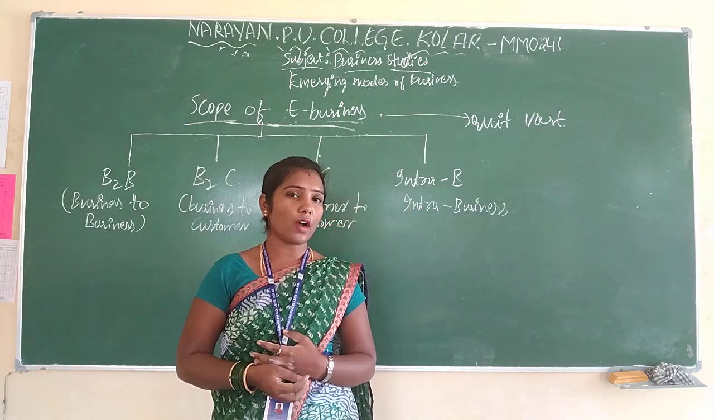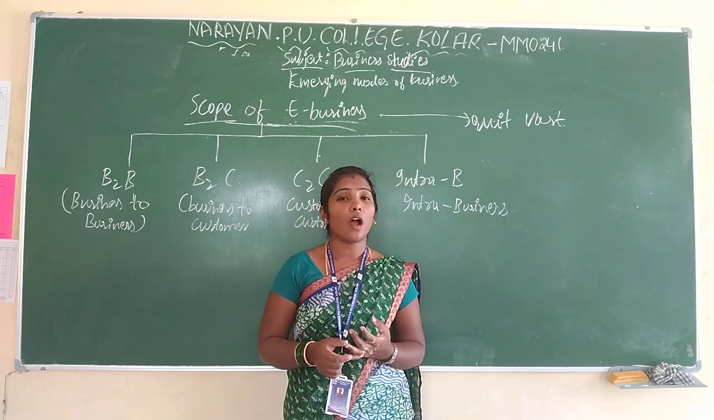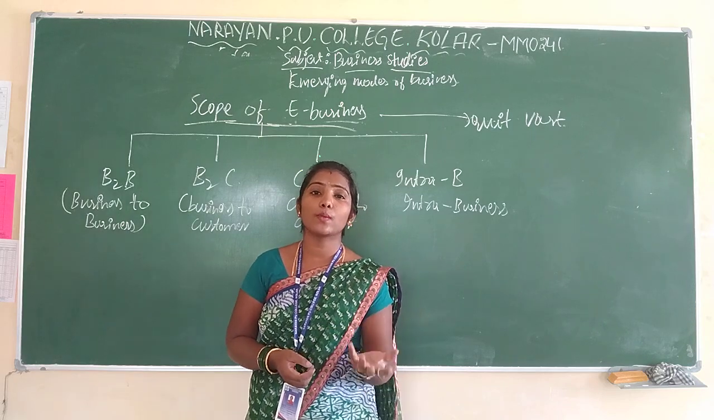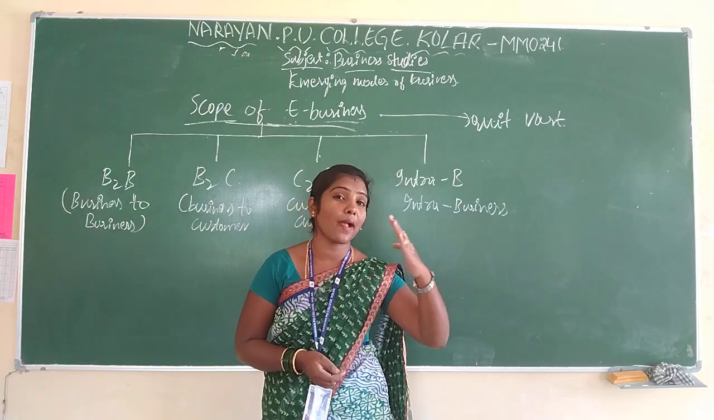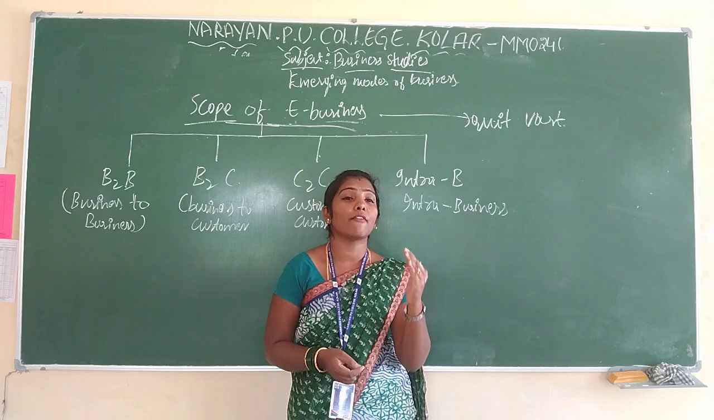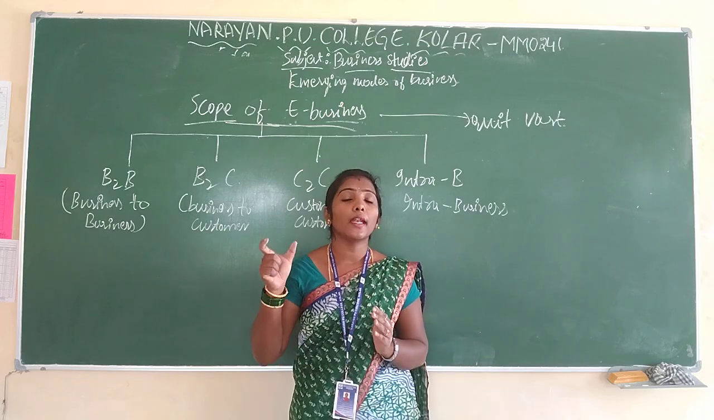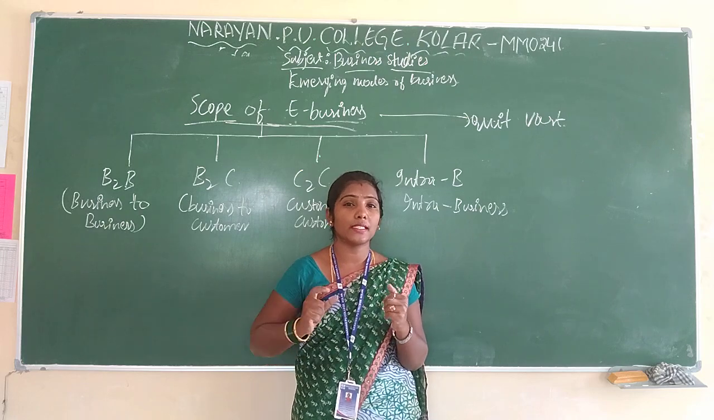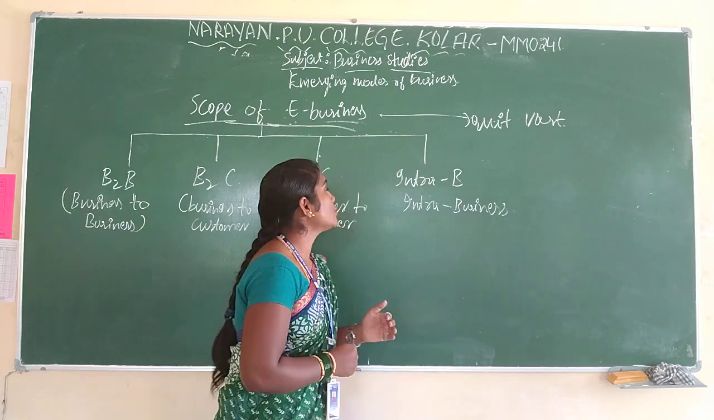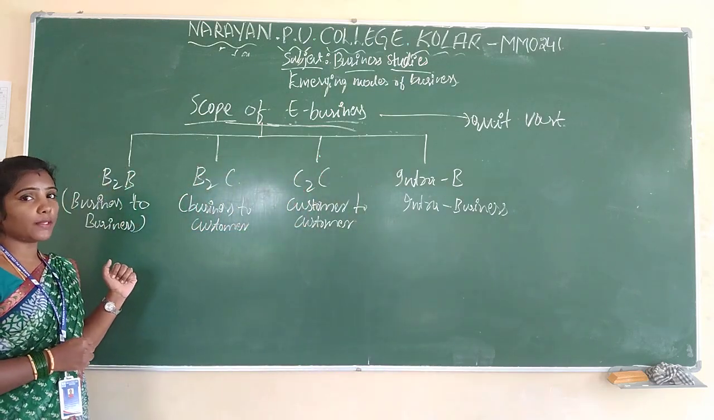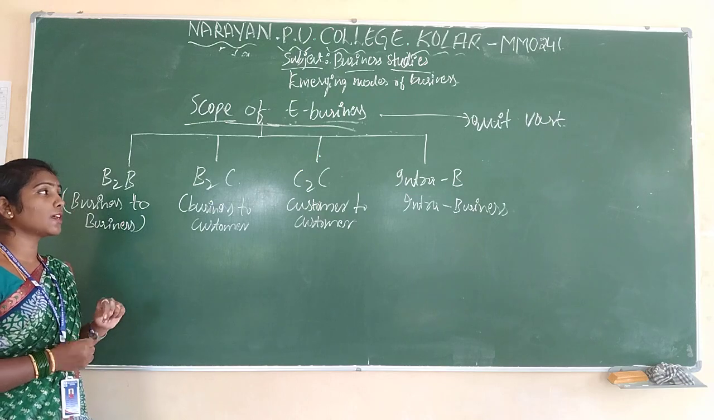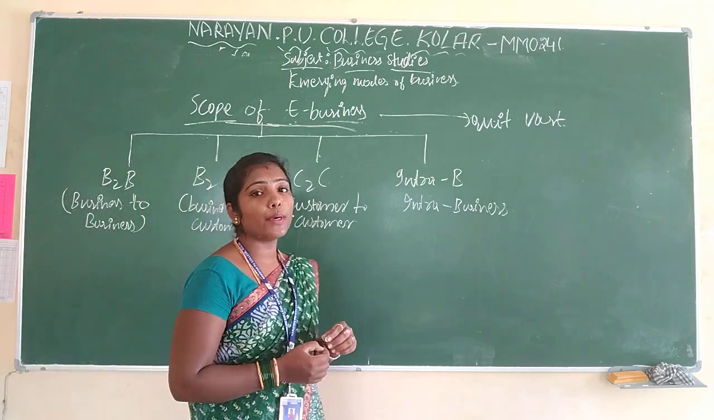What functions? Production, accounting, financing, marketing, personnel administration, as well as managerial activities. What are the managerial activities? Planning, organizing, controlling, staffing. These are all done by using the computer network. That's why it is the scope of business, and it is quite vast. Now we will discuss one by one: business to business, business to customer, customer to customer, intra business.